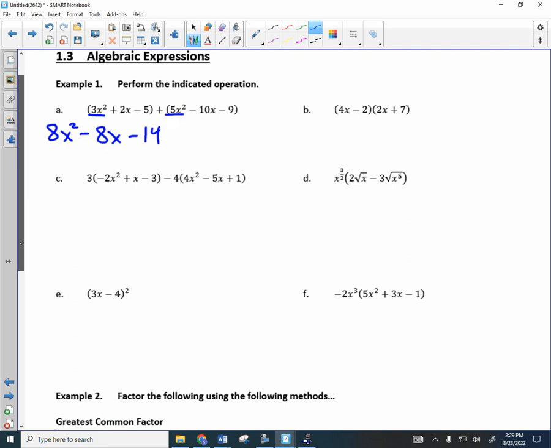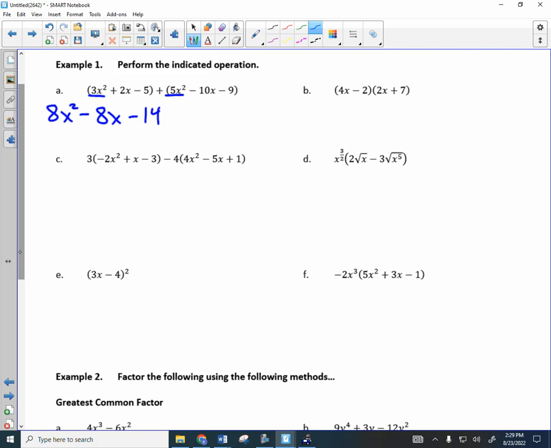So letter C, if I go there, well, it looks like I have these numbers out front. So I should distribute my 3. I know that, so I get negative 6x squared. I get a plus 3x. I get minus 9.